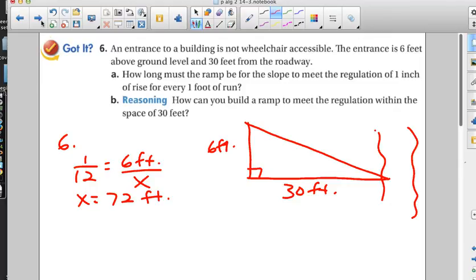Problem. Take a look at the drawing. Do they have 72 feet? No. So do we move the road? No. So in B, it says, how could you build a ramp that would make this happen?